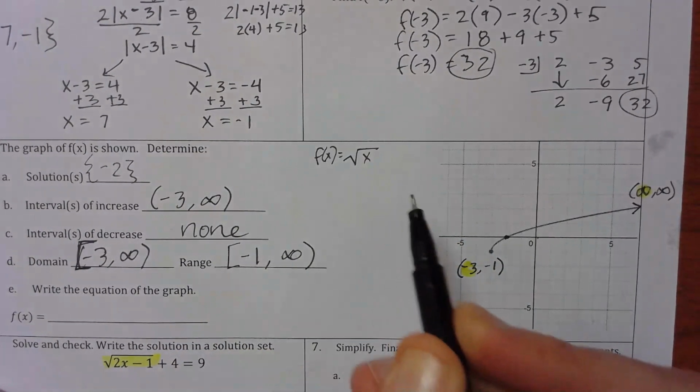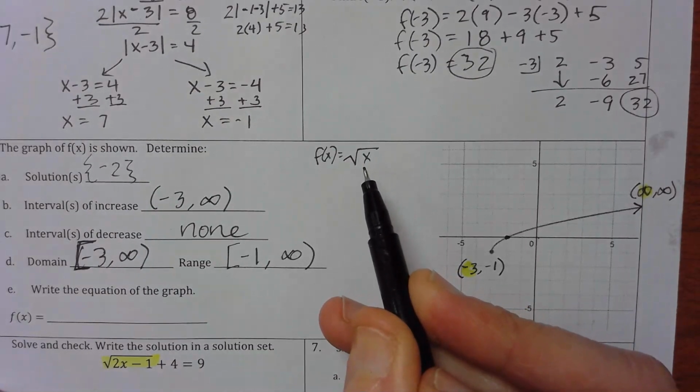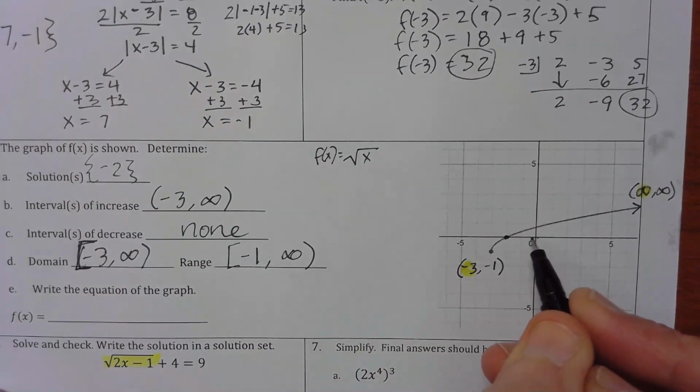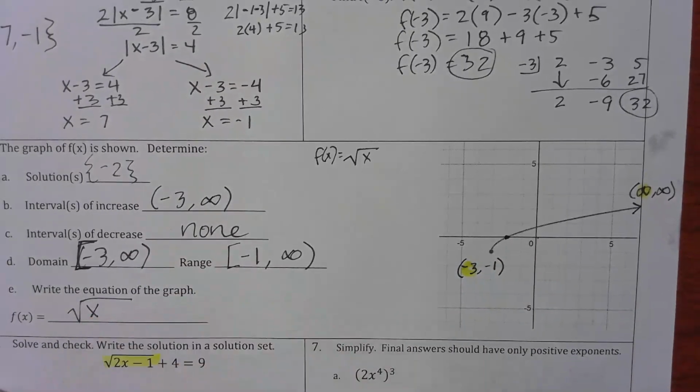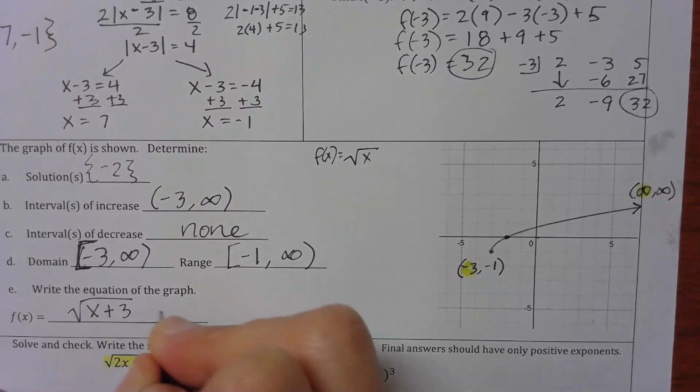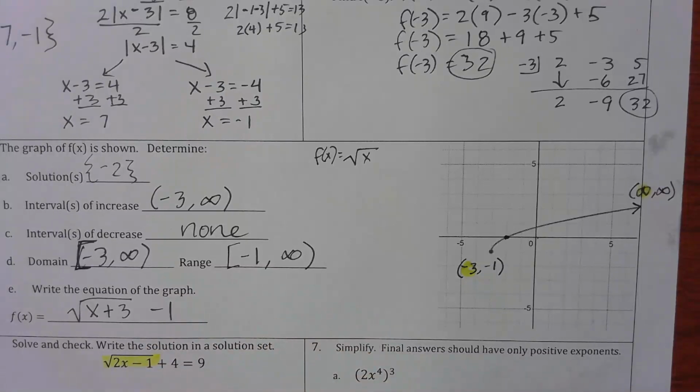Write the equation of the graph. Well, I know it's a transformation of the square root of x. I notice that the graph went to the left 3 and down 1. So I've got my square root of x. To make it go left 3, I need +3 and then down 1.